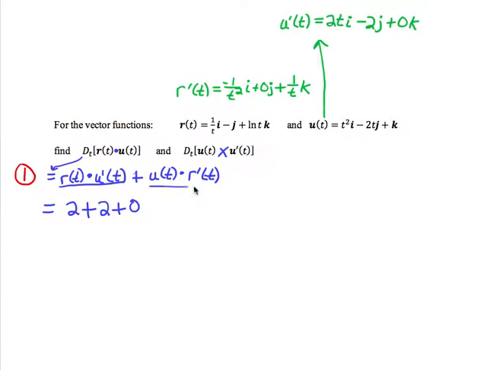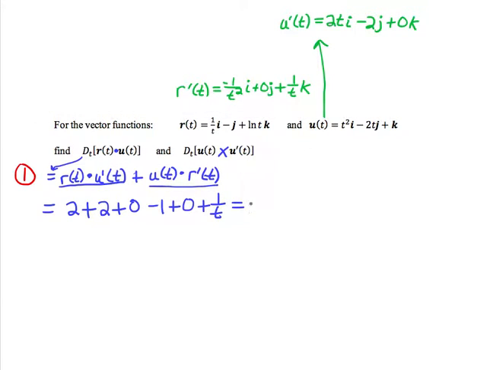Now I'm going to do this one. So now I've got u dot r prime. So I'm going to go this guy dot that guy. So t squared times negative 1 over t squared totally cancels out to negative 1. And then negative 2t times 0 is no contribution. And 1 times 1 over t is 1 over t. That's the k contribution.